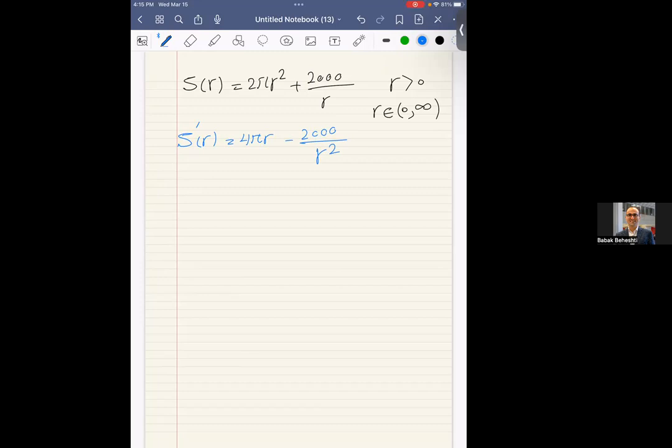So here we have to find the critical points. The critical points are those points at which either the derivative is 0 or doesn't exist. So S prime of R equal to 0. Let's solve this equation. S prime equal to 0 means 4 pi R must be equal to 2000 divided by R squared.